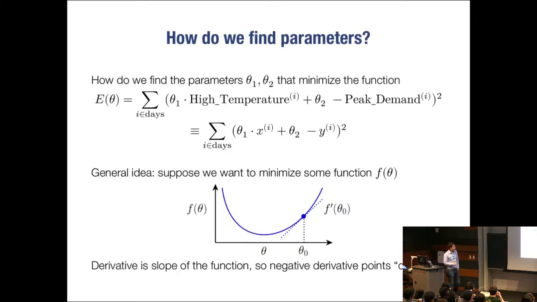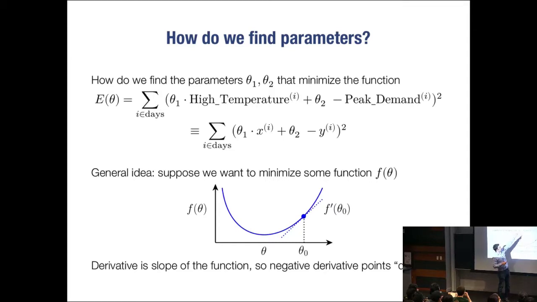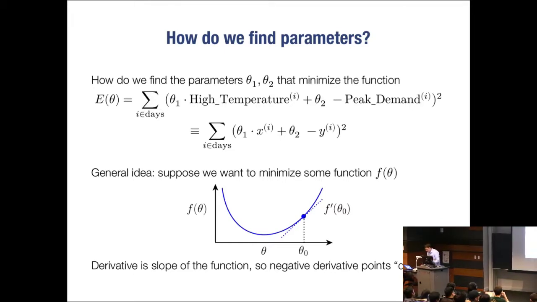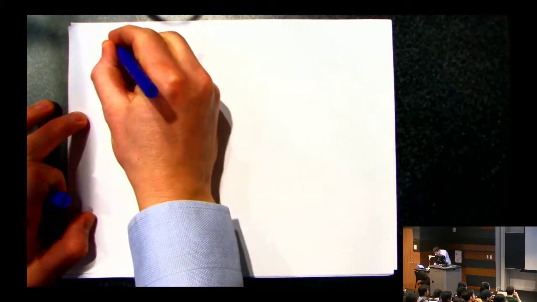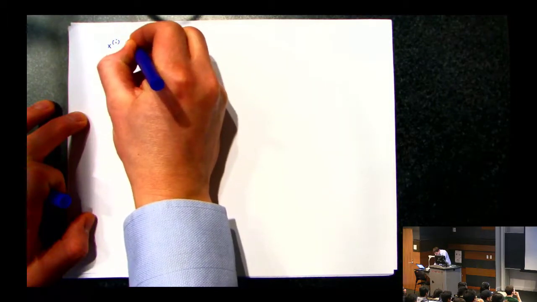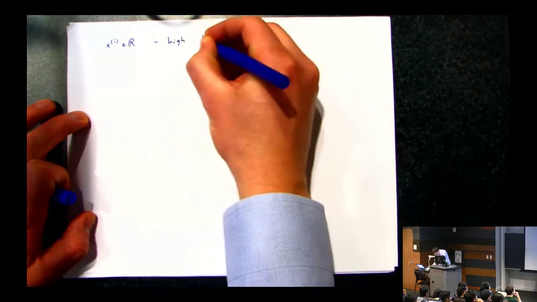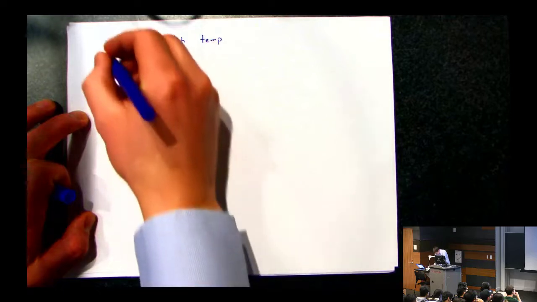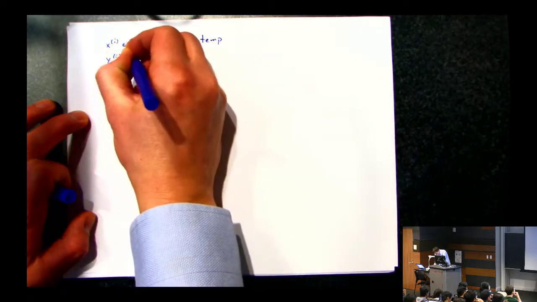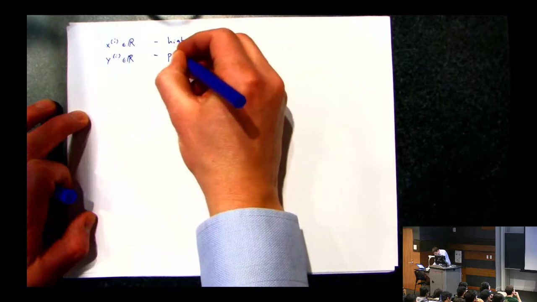Okay, so I'm going to have a little bit of notation here. I'm going to call the high temperature for some day, just for simplicity, because it gets tedious to write high temperature and peak demand every time. I'm going to call the high temperature x_i, and I'm going to call the peak demand y_i. So again, this is just for this section. We're going to say that x_i is just a real valued number, right? That's the high temperature for that day. And y_i is another real number, which is just the peak demand.